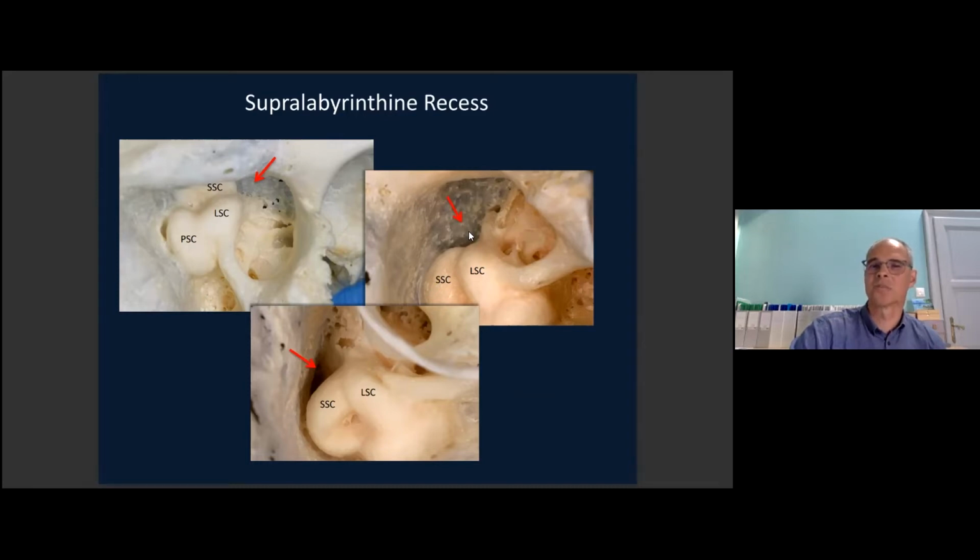So this is the supralabyrinthine recess. If you can open that, you make a good skeletonization of all the mentioned structures. You are really a good surgeon. So it is worth trying to do that.